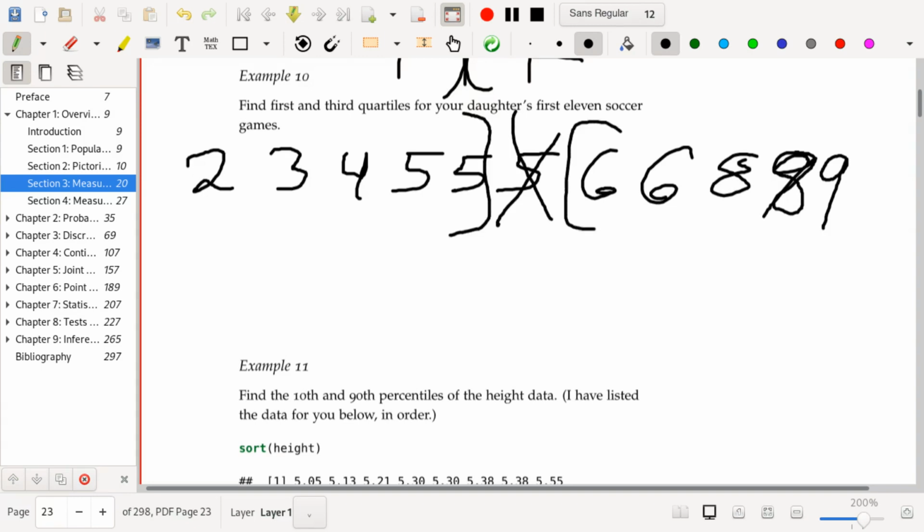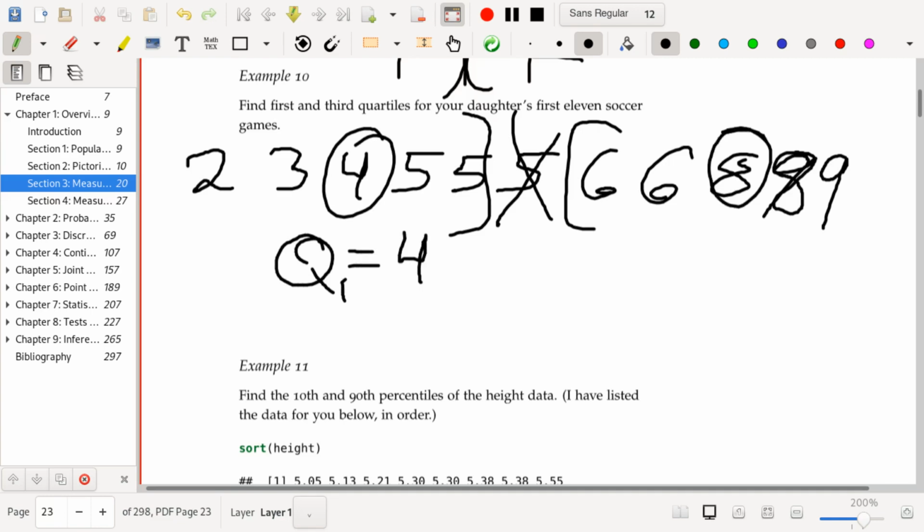set in 2. So then we find the median of the first half. There is an odd number of observations here. So the median will be 4. Thus, the first quartile, which I will call Q1, that will be 4. And the median of the upper data set, that will be 8. So that means that the third quartile will be 8.